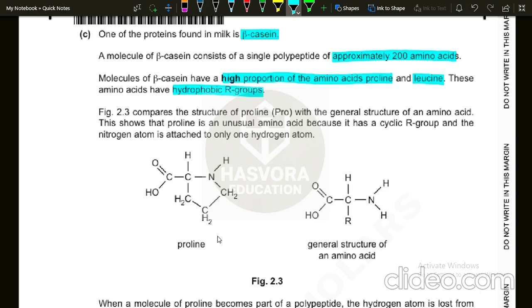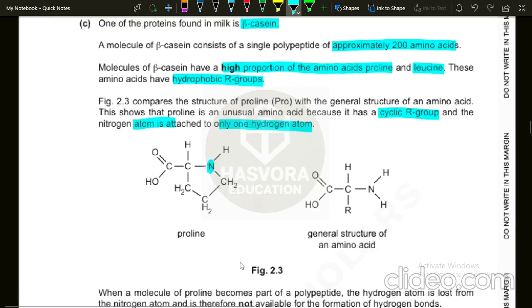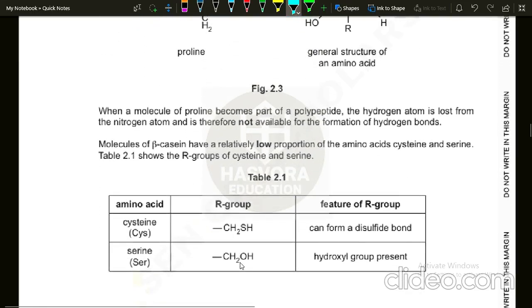Figure 2.3 compares the structure of proline with the general structure of amino acid. This shows that the proline is an unusual amino acid because it has a cyclic R group and has a nitrogen atom that is attached to only one hydrogen atom. So this means that the nitrogen is also not available for binding via hydrogen bonds because it is attached to the other groups. So this is the structure of proline and the amino acid. When a molecule of proline becomes part of a polypeptide, the hydrogen atom is lost from the nitrogen atom and therefore not available for the formation of hydrogen bond.